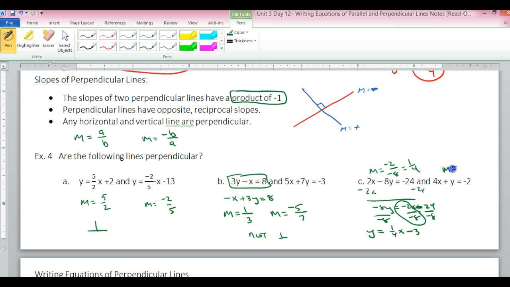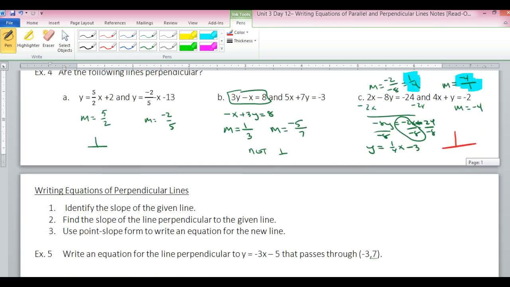Slope of this one would be the opposite of a, which is negative 4, over b is 1, so the slope of this is negative 4. So when we compare the two slopes, 1/4, and then negative 4, or negative 4 over 1. They are opposites of each other, and they are reciprocals of each other, therefore they are perpendicular.